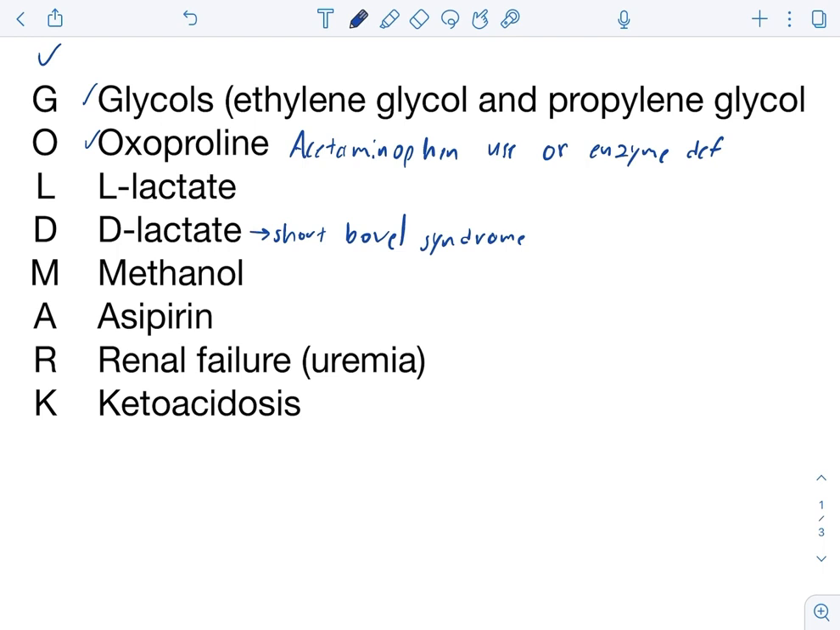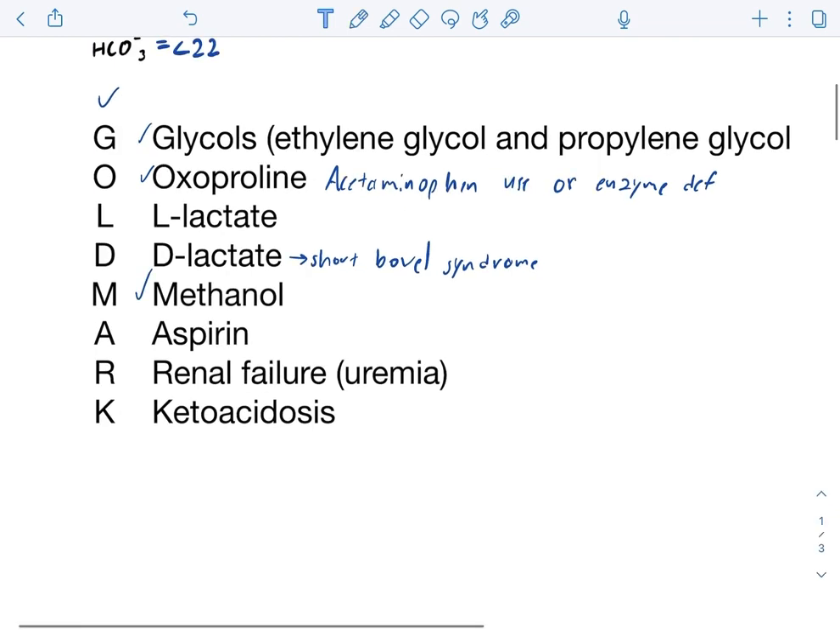Now just moving forward, we have methanol, and then after methanol, next is aspirin, so salicylate toxicity. And then R, that's going to be renal failure, and then K is going to be ketoacidosis. So with GOLDMARK, you should be able to remember the common causes of a high anion gap metabolic acidosis.